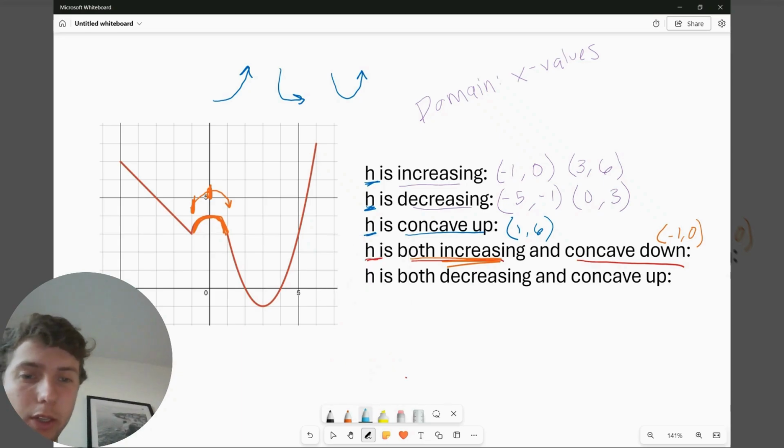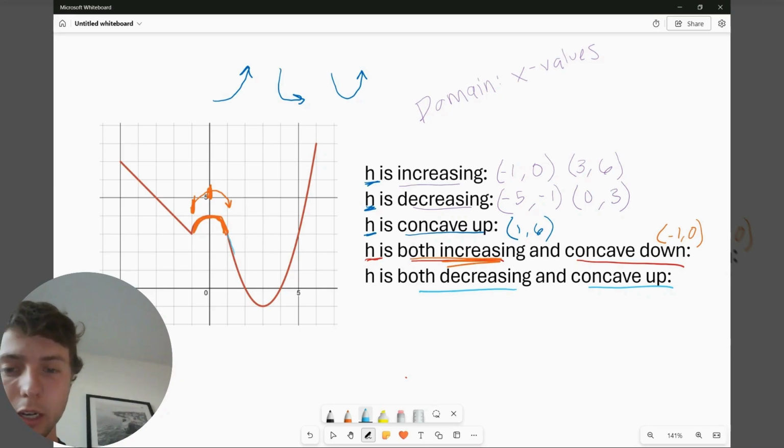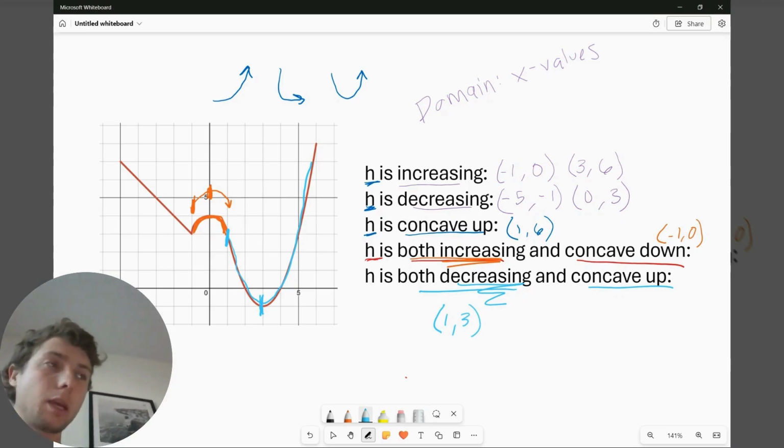The last question on there then, both decreasing and concave up. Go back to your concave up section and find where it is also decreasing. It is going down. Well, I believe that would be here to here then. So I think our values would be 1, 2, 3. And again, we are just looking at the domain. We're just looking at the x values.